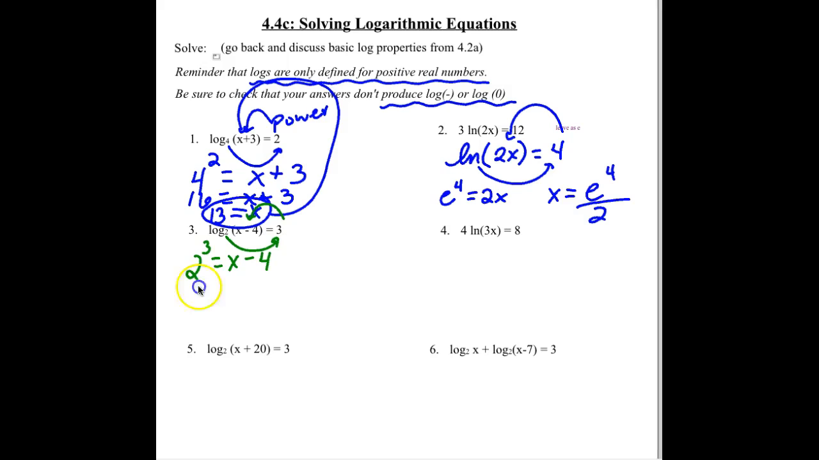All right, 2 cubed is 8. Adding the 4 over, did you get x being 12? And does it work? If we plug a 12 in there, 12 minus 4 is 8. We can take the log of 8, right?